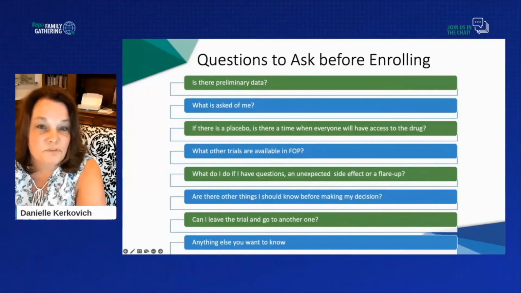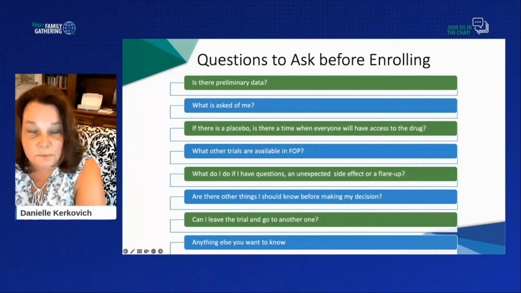Questions to ask before enrolling. These are really important. Is there any preliminary data? Has it been tested in patients with FOP? If yes, what was learned? If it's a phase 3 trial, what was learned in phase 2?